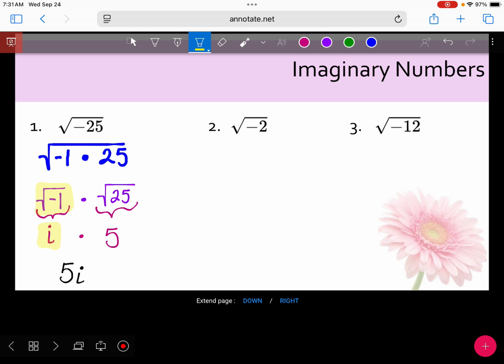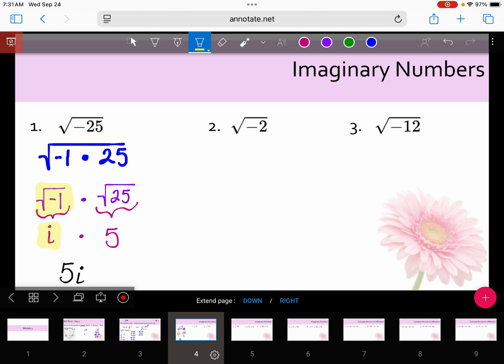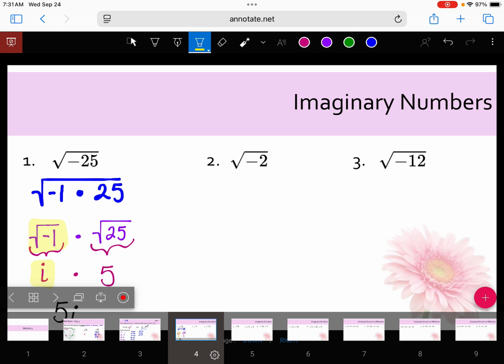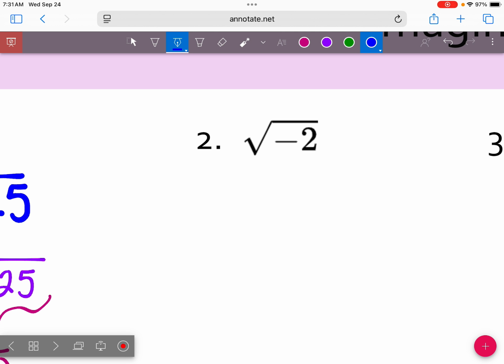We're gonna simplify it as much as we can, like we did the 50. So it'll just be like our number, and then if we have an I, it'll go in between. So on this next one, number 2, we have the square root of -2, and we're gonna do this very, very similarly. I'm gonna split this apart so I can rewrite this -2 as -1 times 2.